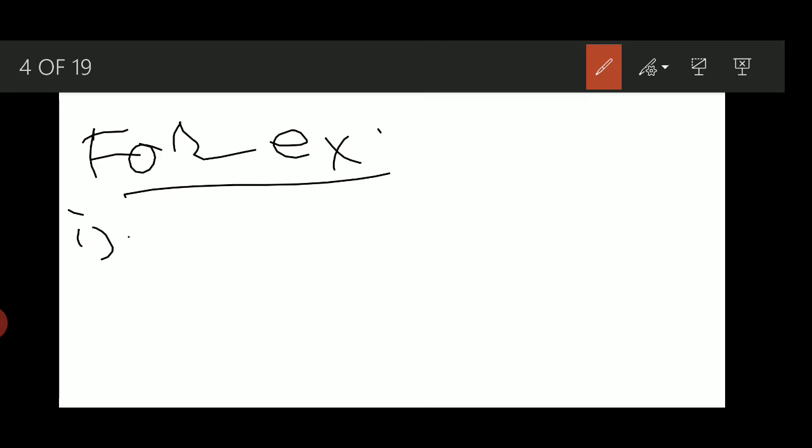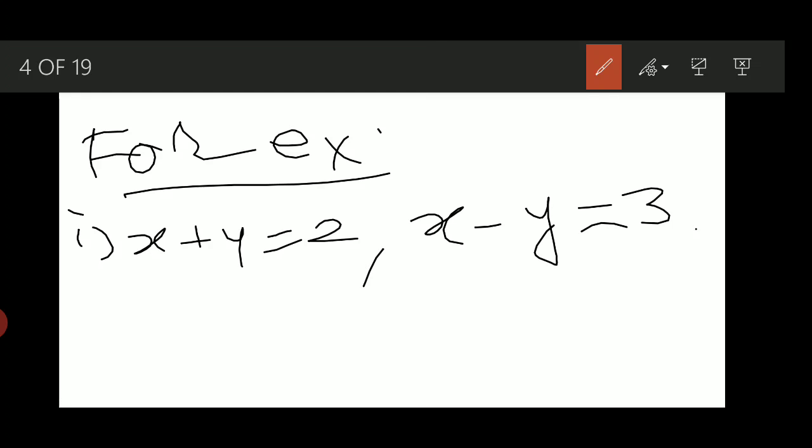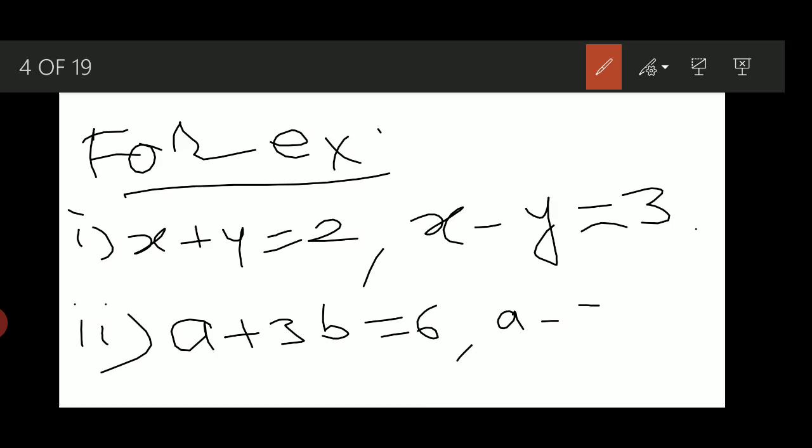Now for example, first x plus y is equal to 2 and x minus y is equal to 3. When we take these two linear equations together, then we say that these are simultaneous equations. Second, suppose a plus 3b is equal to 6 and a minus 5b is equal to 4. Then these two equations are also called simultaneous linear equations.